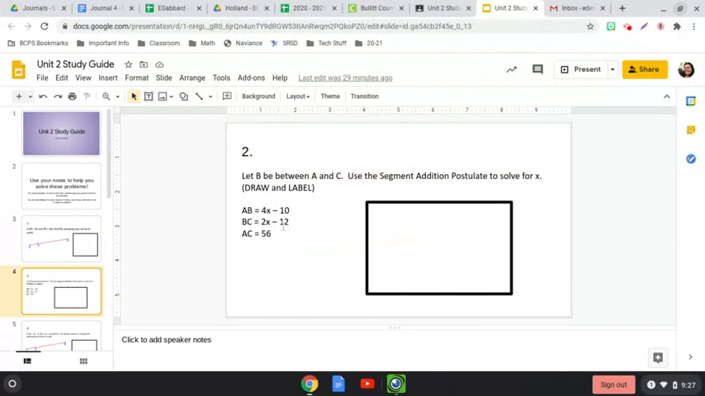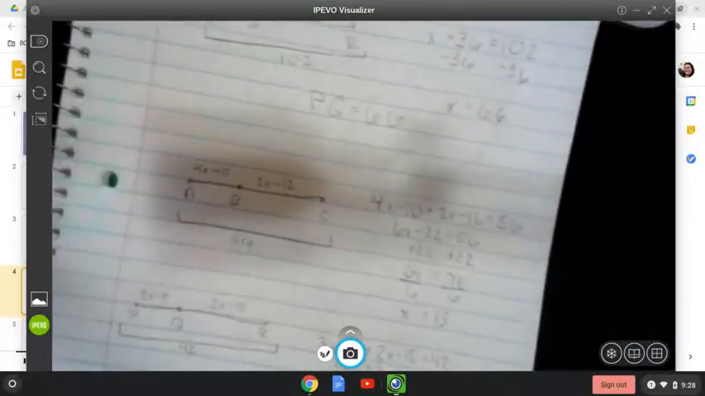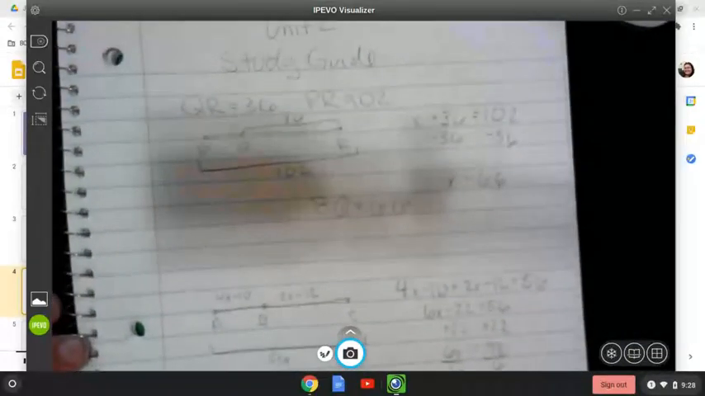Number 2. It says let B be between A and C. Use the segment addition postulate to solve for x. Draw and label. Well, it says line segment AB is 4x minus 10, line segment BC is 2x minus 12, and line segment AC is 56. So let's draw it out and go from there. That's a little better.